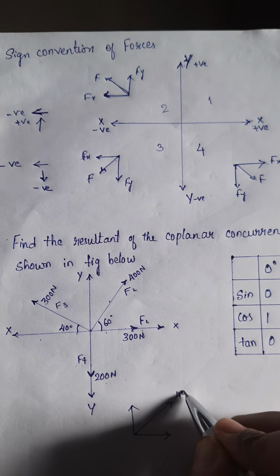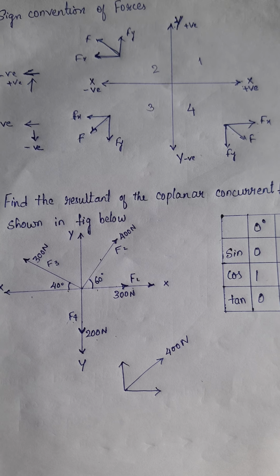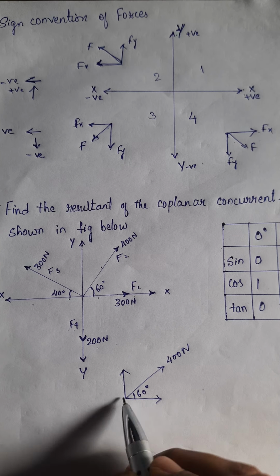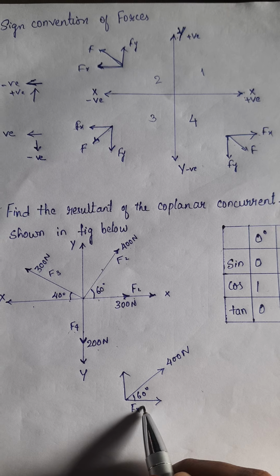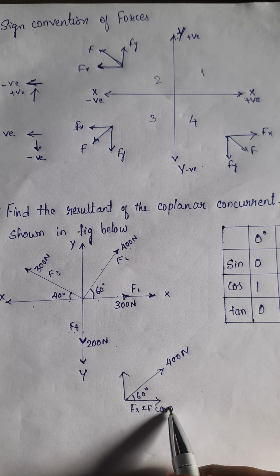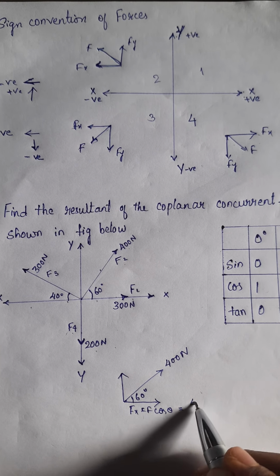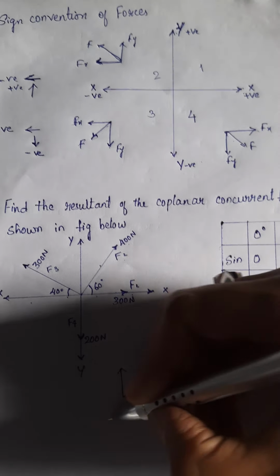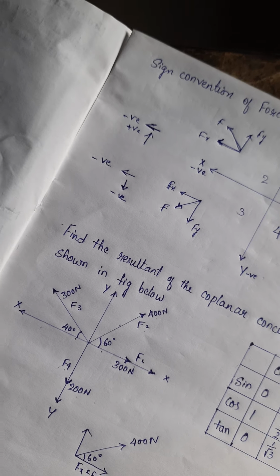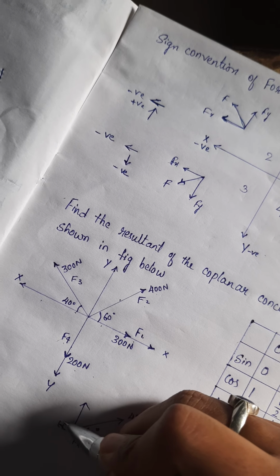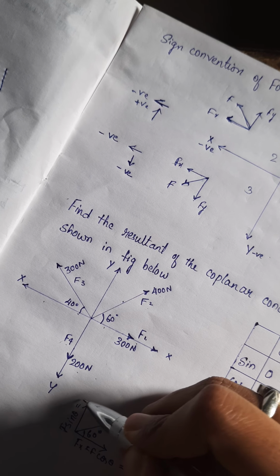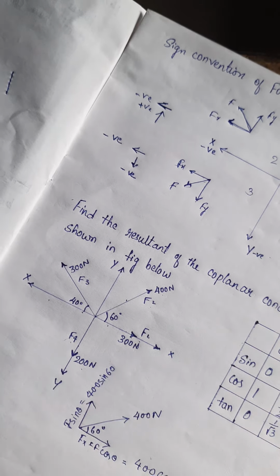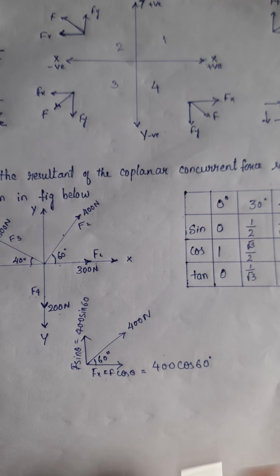Here it is 400 Newton, right? The angle of inclination is how much? 60 degree. Horizontal component Fx is what? F cos theta. So what can we write here? F is 400 cos 60 degree. And the vertical component is F sin theta. That is what? F is 400 sin 60. One force is resolved here.